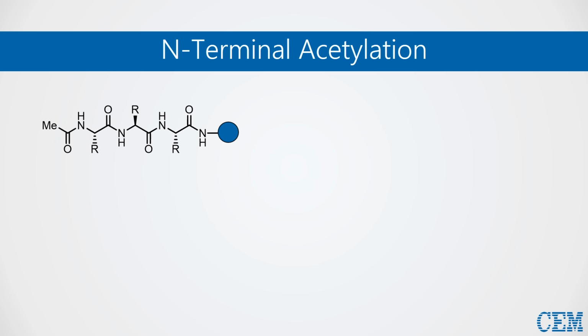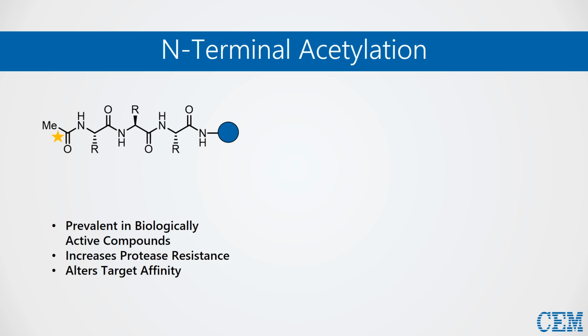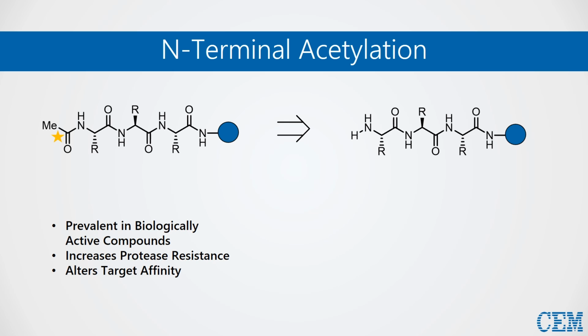First up, which may be obvious from peptides displayed earlier in this presentation, is N-terminal acetylation, which is a widespread modification among eukaryotes and prokaryotes alike. N-terminal acetylation alters the charge and hydrophobicity of the peptide, affecting its folding properties and target affinity. Additionally, protease resistance can also be increased by N-terminal acetylation.